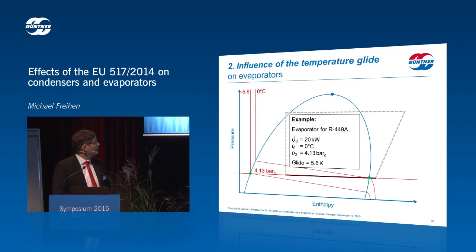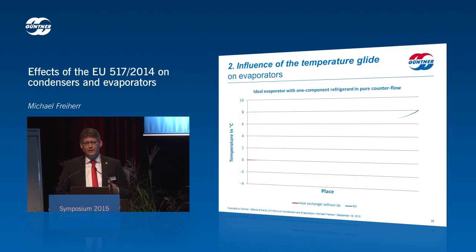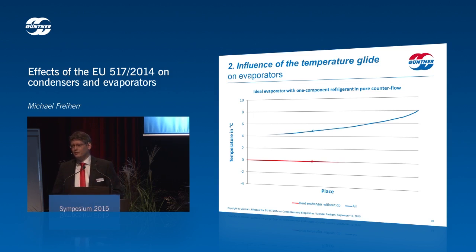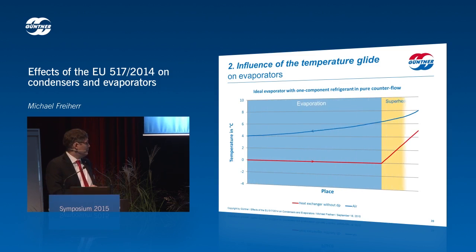With the 449A, you have a temperature glide of 4.6 Kelvin already, and the effect of this is what I will show to you in this temperature place chart for an evaporator. In red, you see the refrigerant. In blue, you see the air again. The single component refrigerant enters at 0 degrees, then it's evaporated. Once it's completely evaporated, superheating starts, and air is cooled down as a consequence. So this is again for an ideal evaporator with a single component refrigerant with the temperature glide.